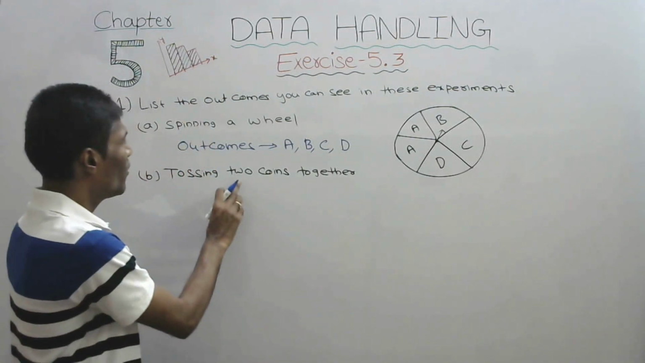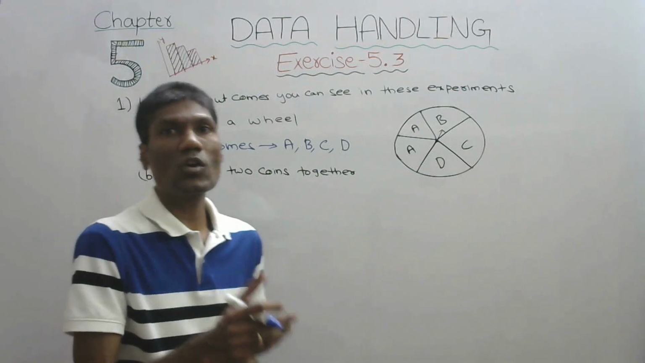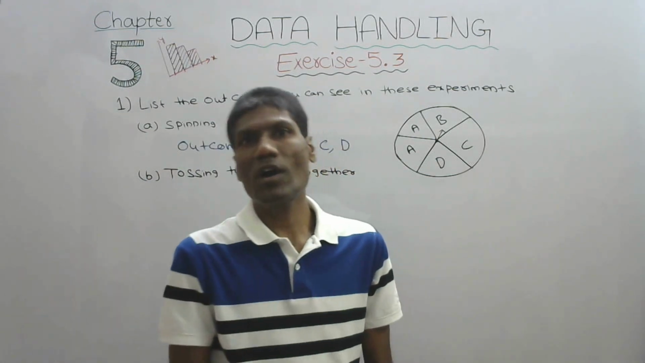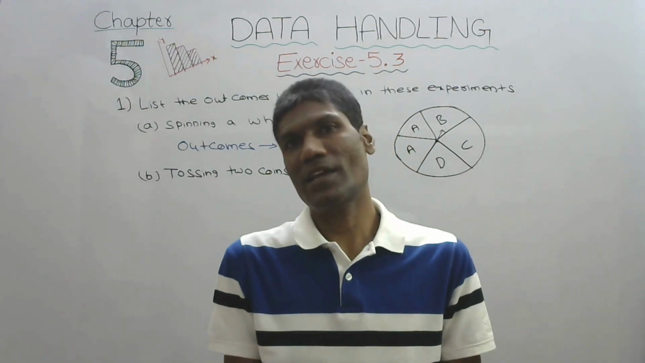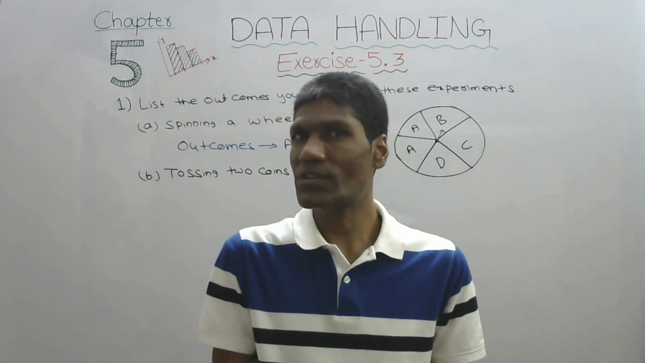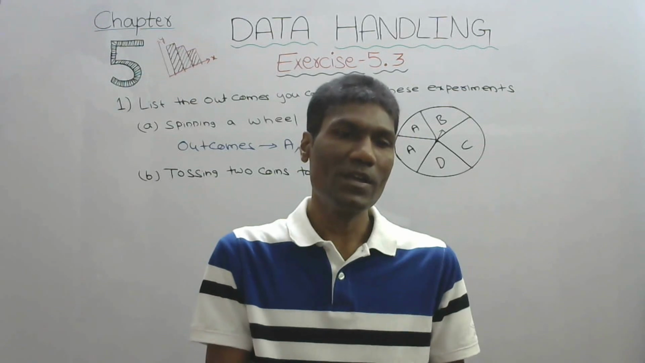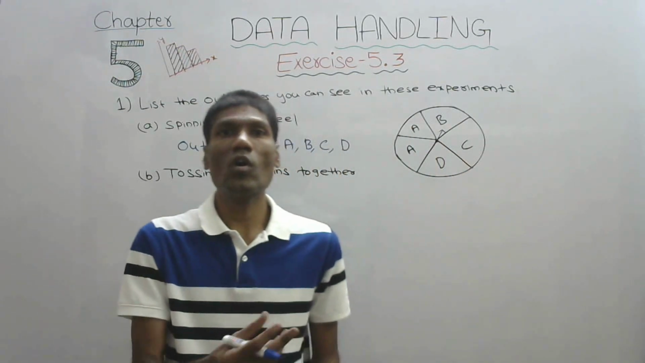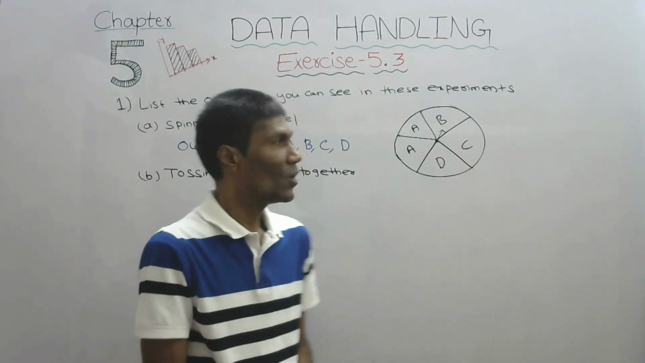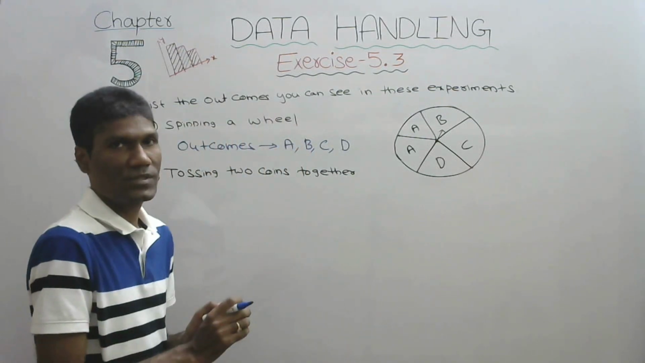Similarly, when two coins are tossed, we know coins will have two sides. One is head and the other is tail. If one coin is tossed, the possible outcomes will be either head or tail. Now, when two coins are tossed, what are the outcomes?